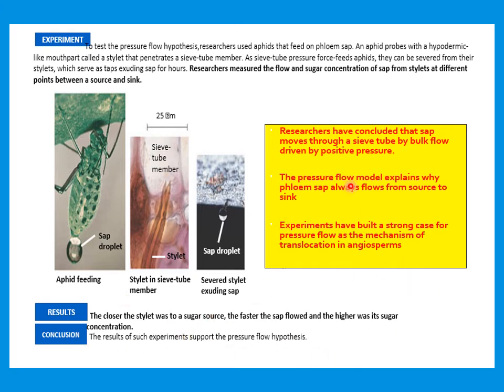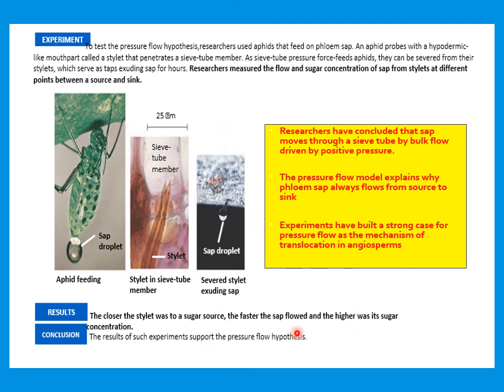So what does it say? So researchers boleh buat conclusion. They said that the sap moves through a sieve tube by what they known as bulk flow. And this requires what kind of pressure? Driven by positive pressure. Right? So that's why this pressure flow model explains how the phloem sap flows from the source to the sink.